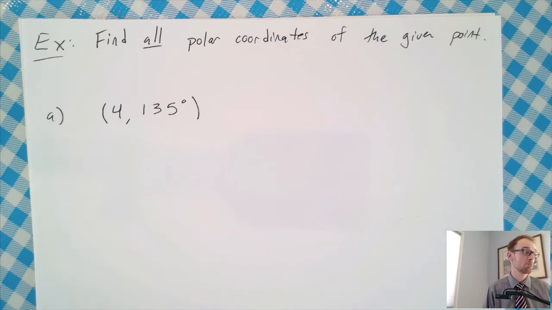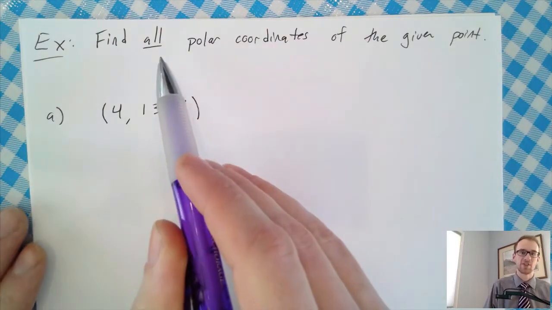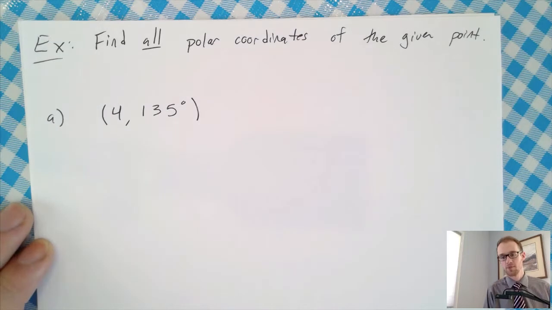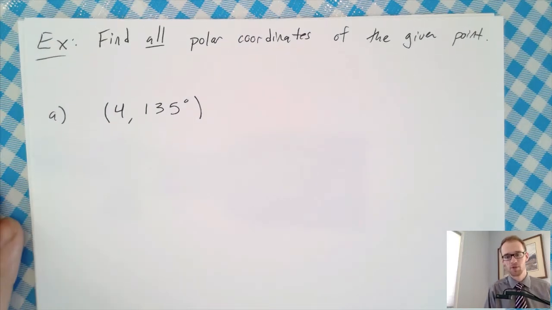In your book, the book problems that I gave you, the instructions say to just find 4 different coordinate pairs. But the quiz that you're going to take wants you to find all of them and write it down as a set. So when you do those problems in your book, pretend that the instructions are like this: find all polar coordinates of the given point. That'll prepare you better for the quiz. Anyway, let's get to it.